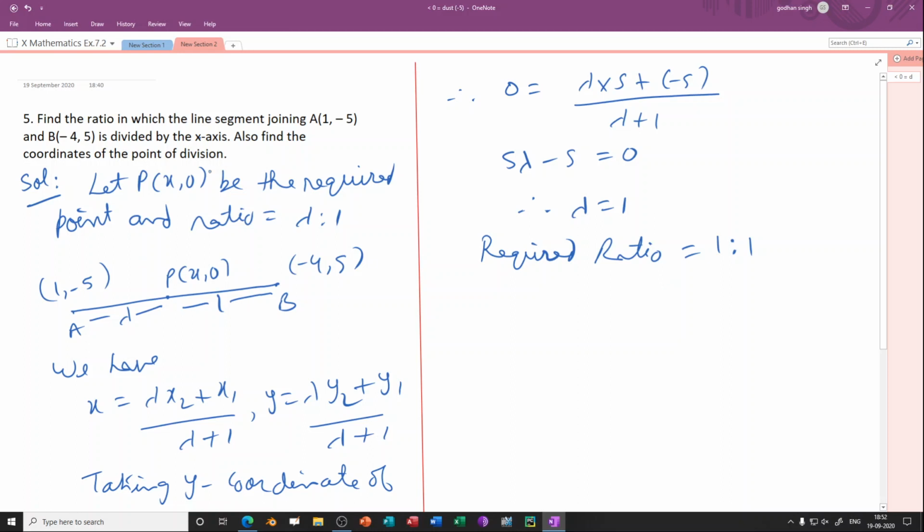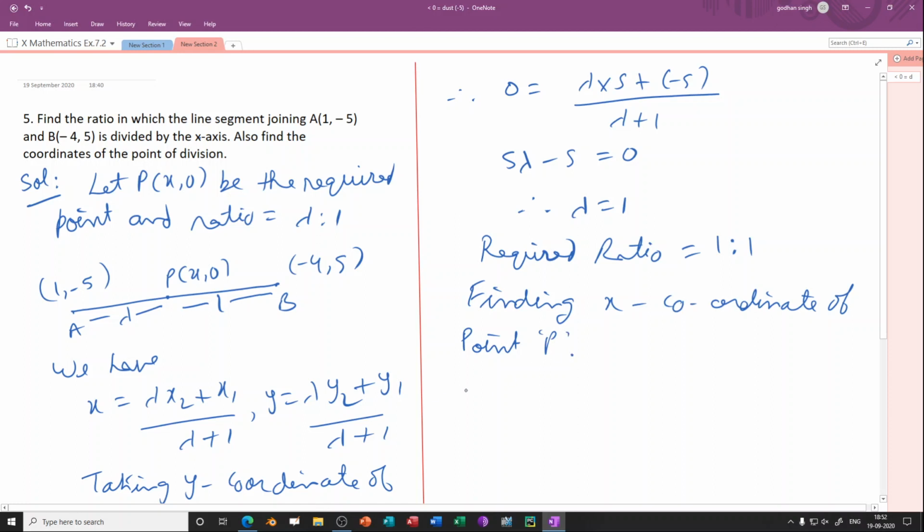Also find the coordinates of the point of division. So we have to find the coordinates of point P. 1 is already there, only x is not known to us. So we will find the value of x by using this formula. Now finding x coordinate of point P.